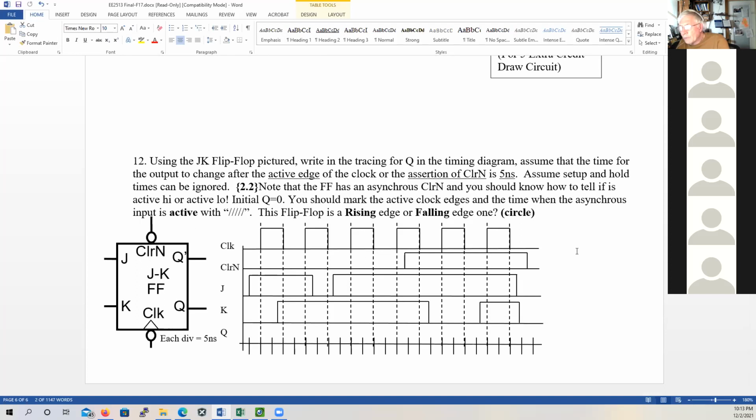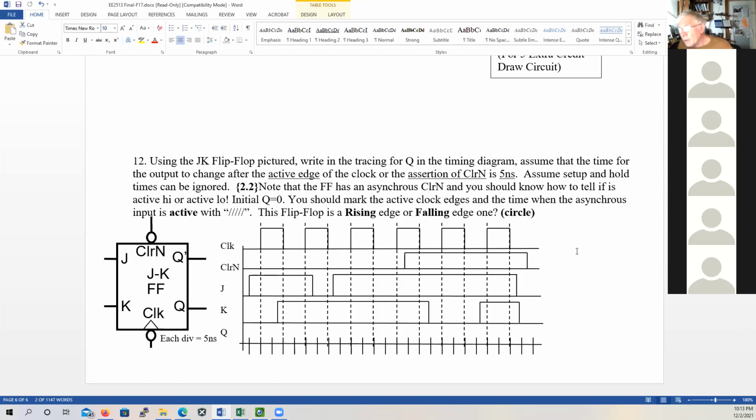Using the JK flip-flop picture, write in the tracing for Q in the timing diagram. Assume that the time for the output to change after the active edge of the clock or the assertion of clear not is 5 nanoseconds. Assume setup and hold times can be ignored. Note that the flip-flop has an asynchronous clear not, and you should know how to tell if it is active high or active low. Initially, Q equals 0. You should mark the active clock edges and the time when the asynchronous input is active with some kind of slashes or something.